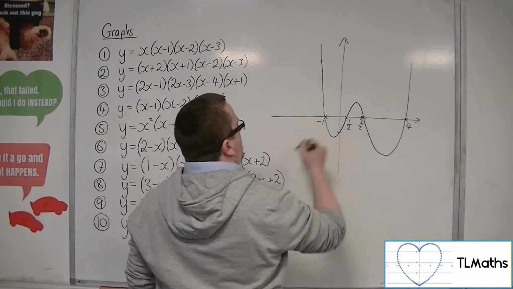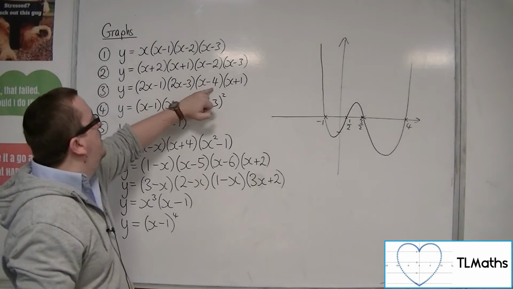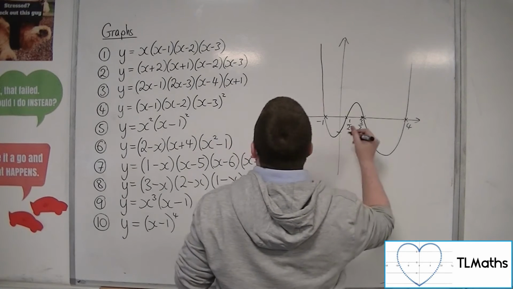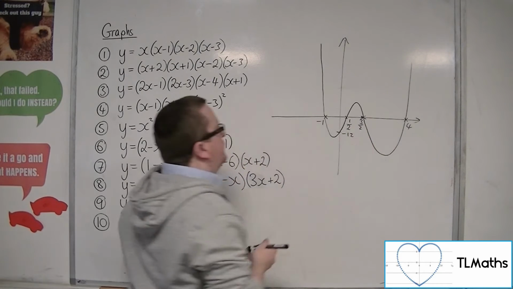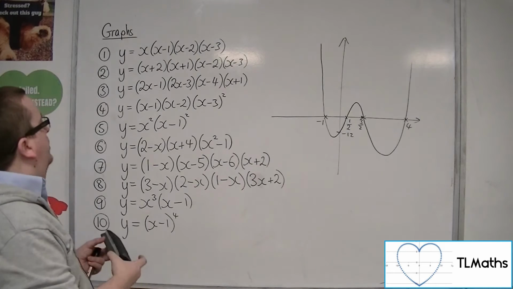Okay? We could identify where it's crossing the y-axis by multiplying minus 1 by minus 3 by minus 4 by 1. And so we would have minus 12. Okay? And that's number 3.